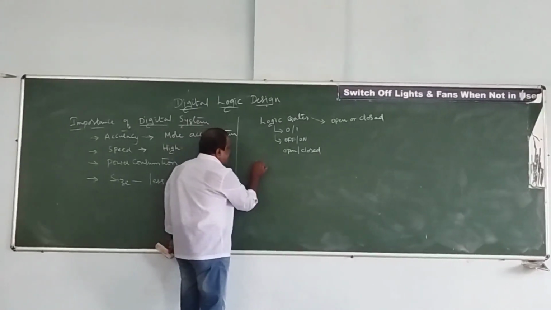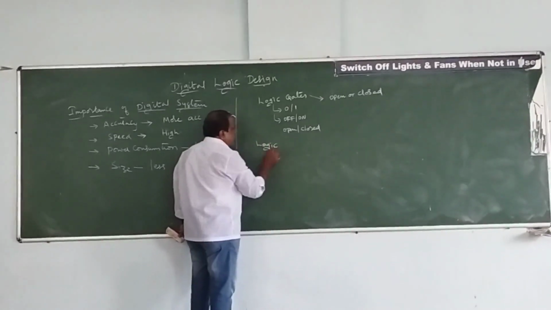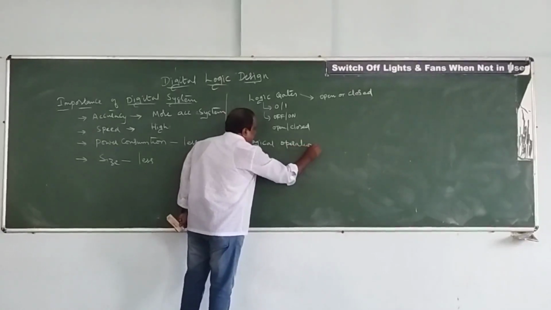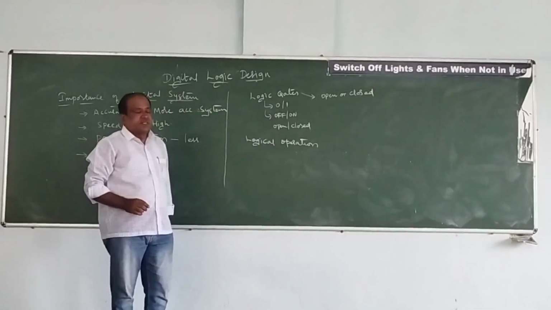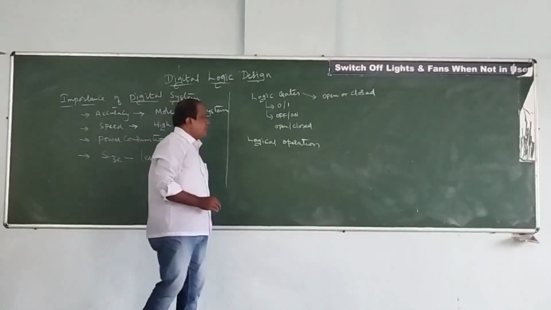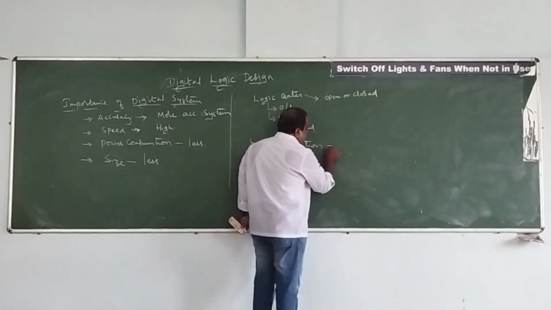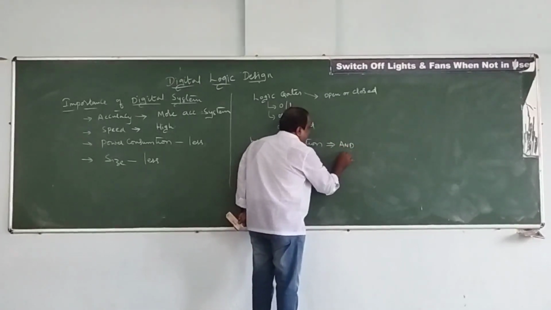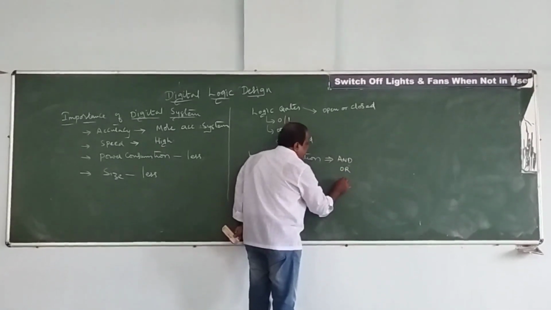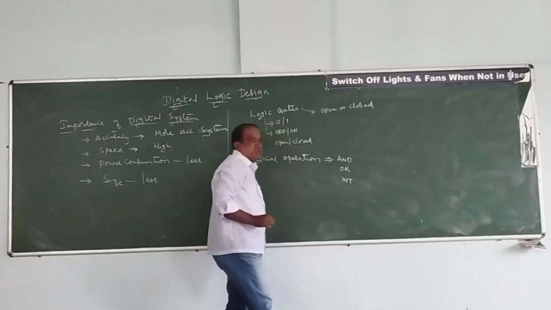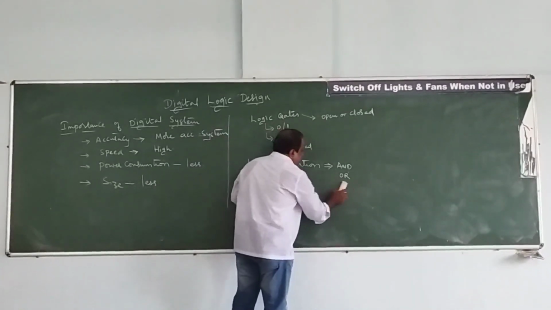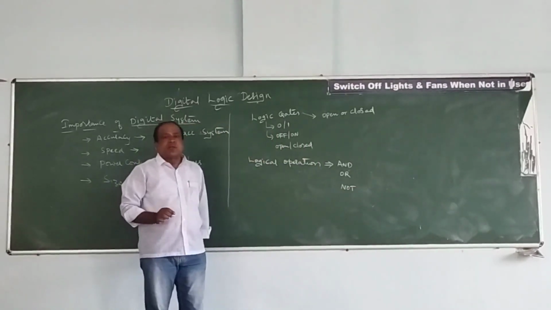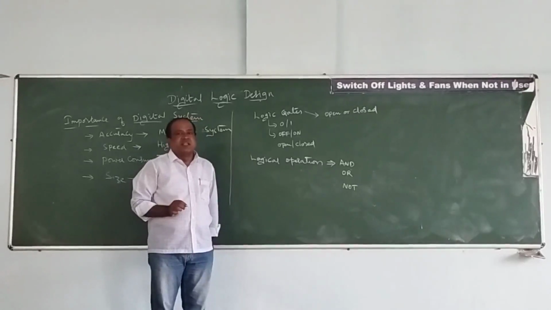And these logic gates are able to perform the logical operations. All logic gates perform logical operations. What are logical operations? The logical operations in digital systems are basically three: the AND operation, the OR operation, and the inversion operation, or we used to call it the NOT operation. These are the very important basic operations under the logic gates.